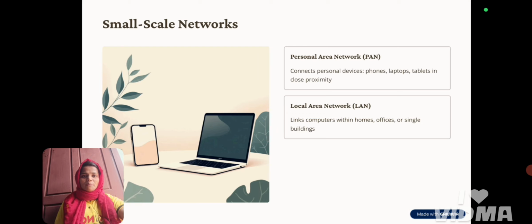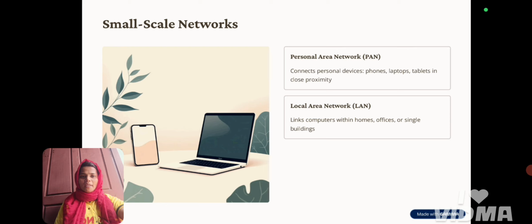Small scale network means personal area network. Like if I want to share photos from my phone to my laptop, I want to enable the connection between those devices. So this is very limited. It means we need only some specific range of distance. So connecting personal devices, phones, laptops, tablets in close proximity is called a personal area network.